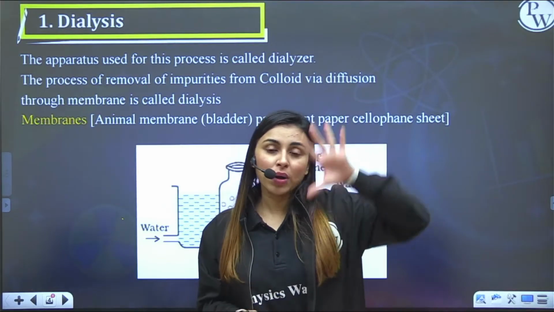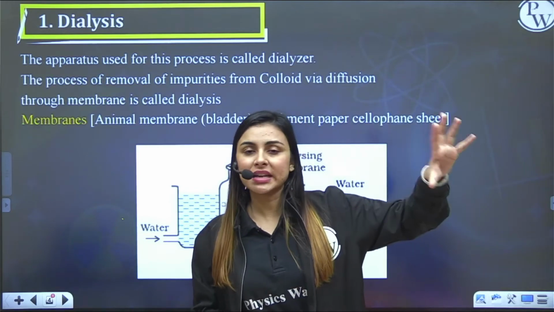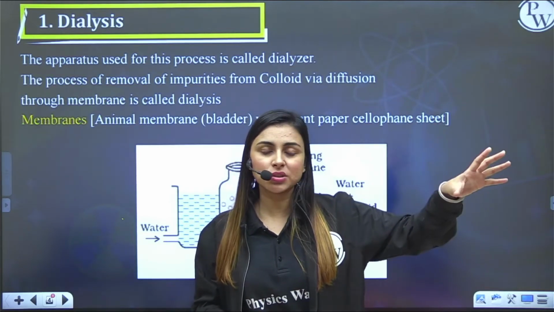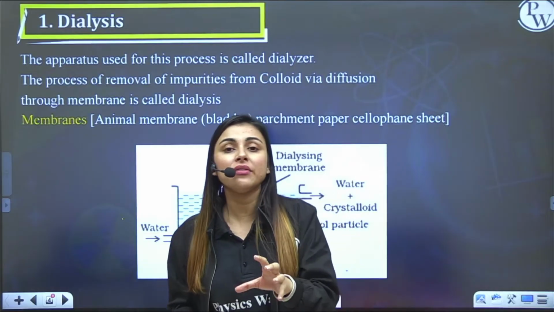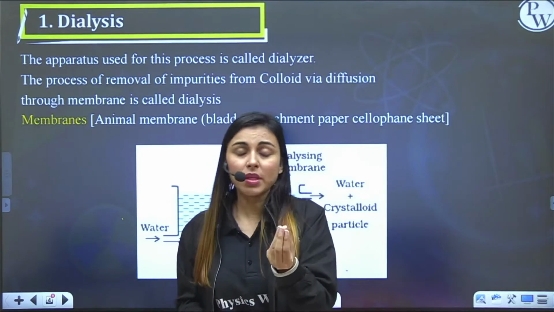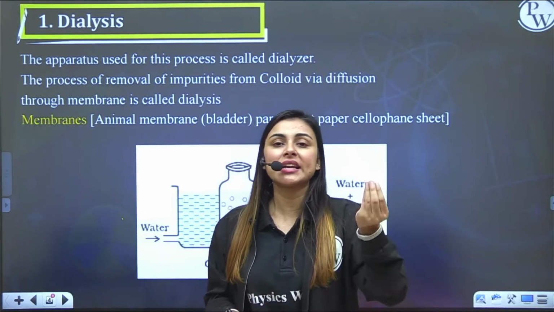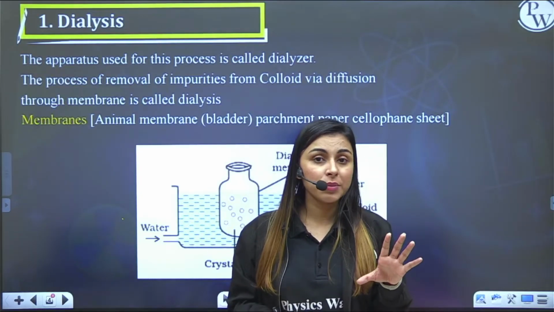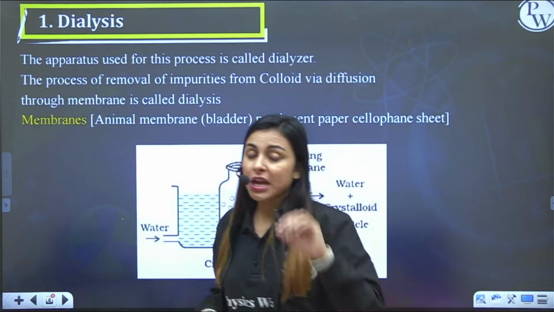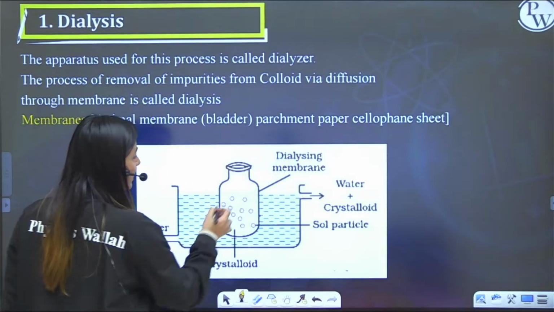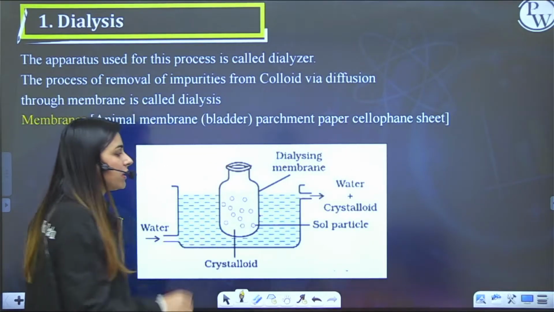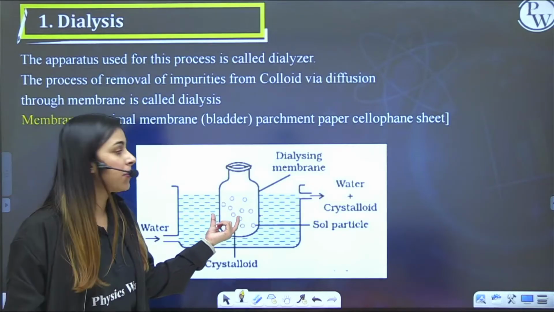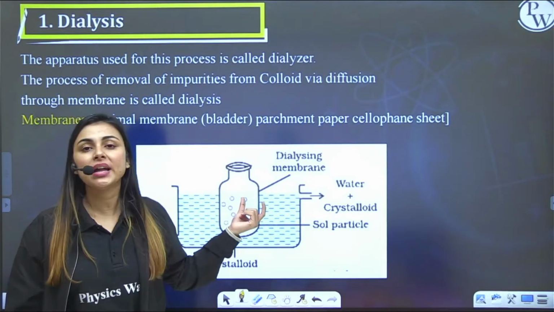So you have a colloidal solution whose size range is between 1 nanometer and 1000 nanometer, and you have impurities present in it with a size range of less than 1 nanometer. Now you need to remove the impurities. How will you remove them? For this process, my dear students, we take a container like this. Let's say this is a dialyzing membrane. This container is made of a dialyzing membrane.